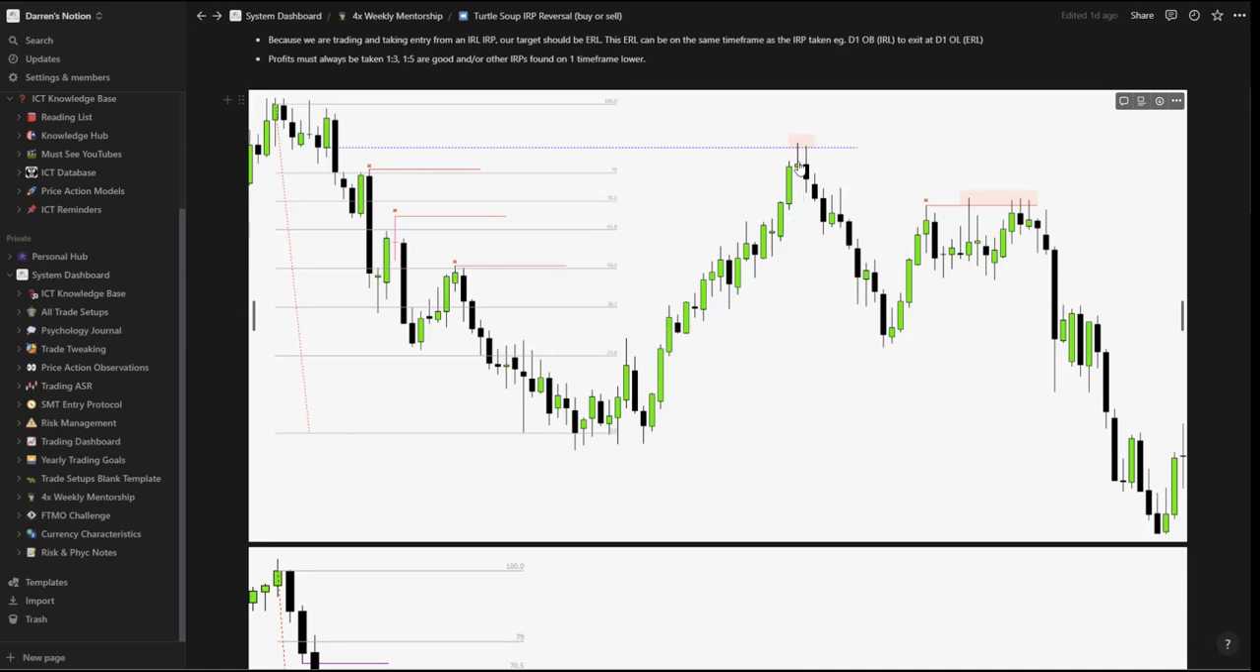Now, obviously, 1 to 3, 1 to 5, 1 to 10. I mean, this move down here is pretty substantial. That could have been 1 to 100, I don't know, depending on your stop loss size. Okay, so this is going to end now.